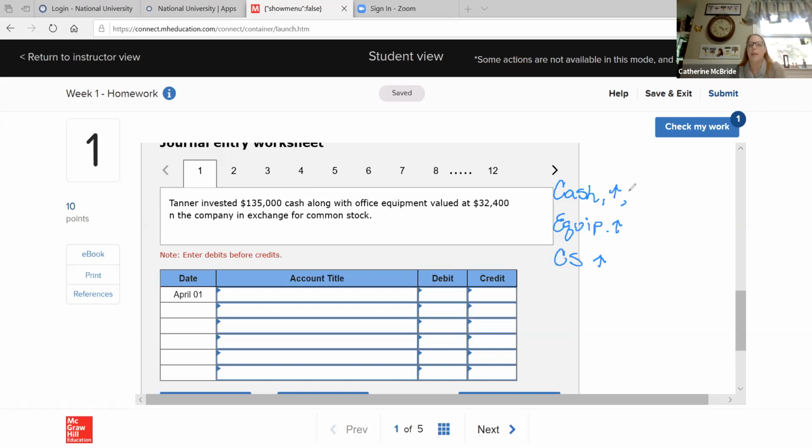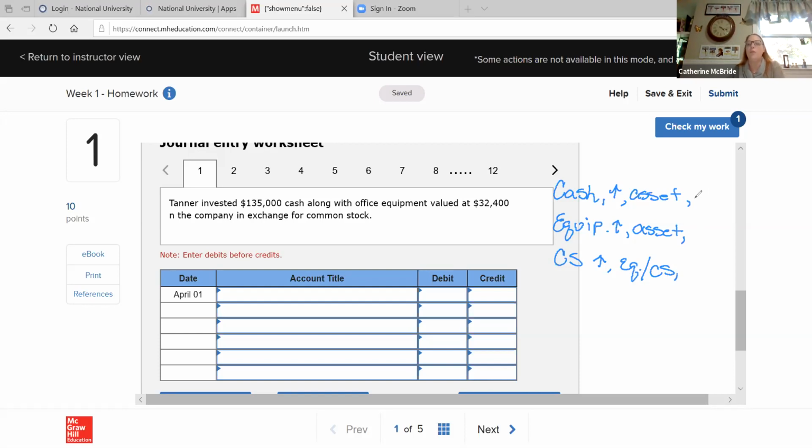What type of account is cash? It's an asset. What type of account is equipment? It's also an asset. And for common stock, because we're looking at journal entries, I'm going to put that it's part of equity, but it's also common stock, because remember, the different parts of equity behave differently. All right, now you're going to go look at your resource sheet.